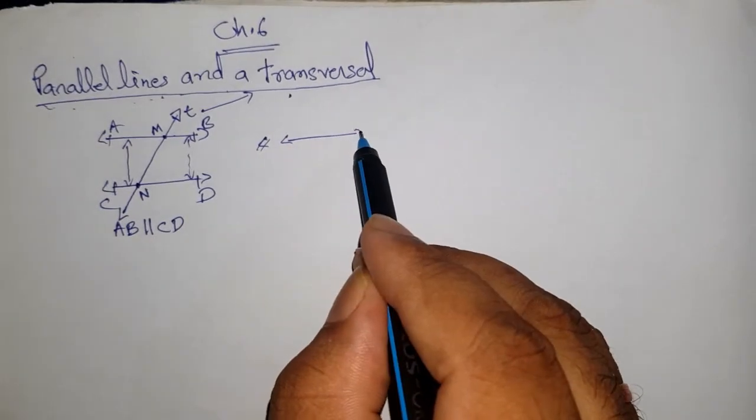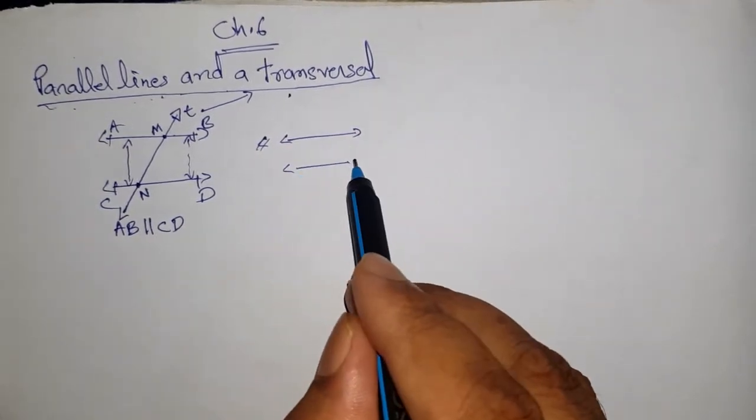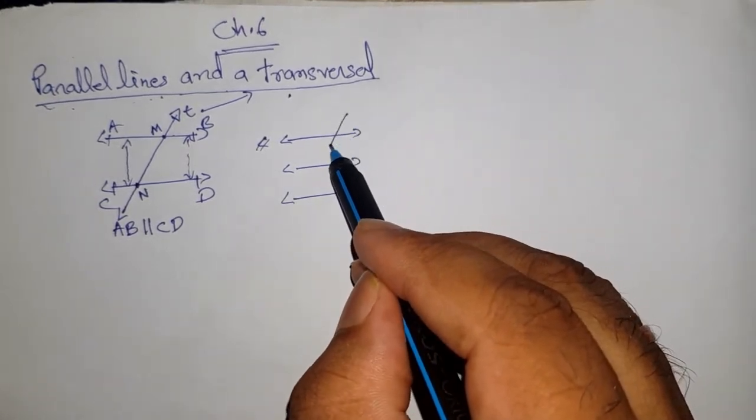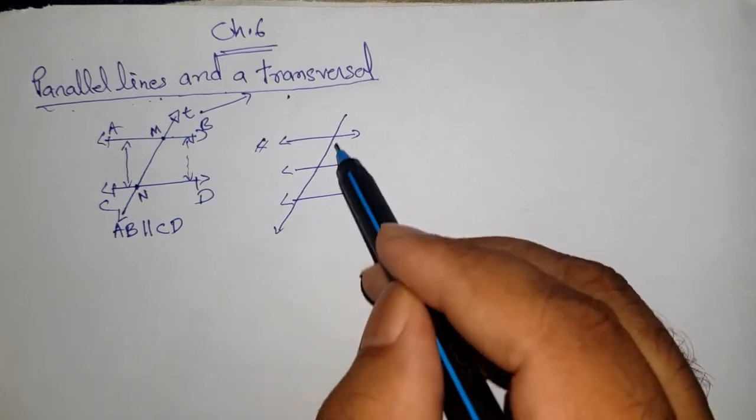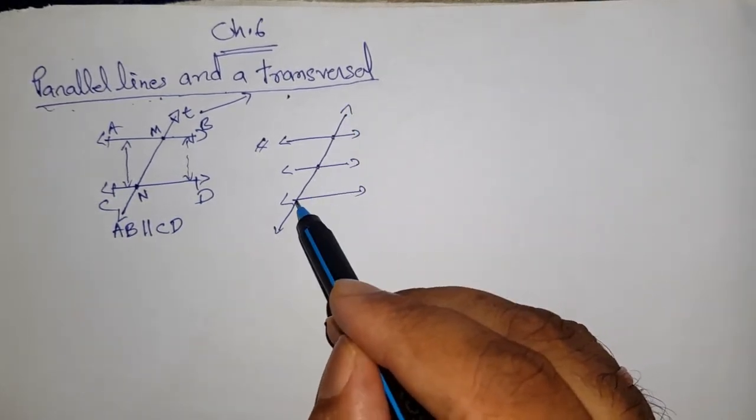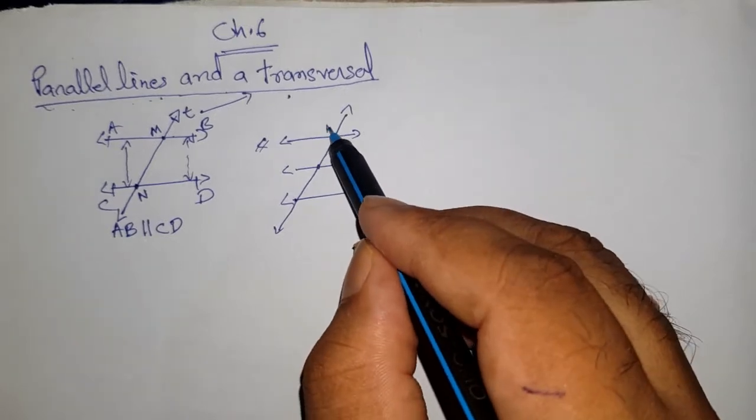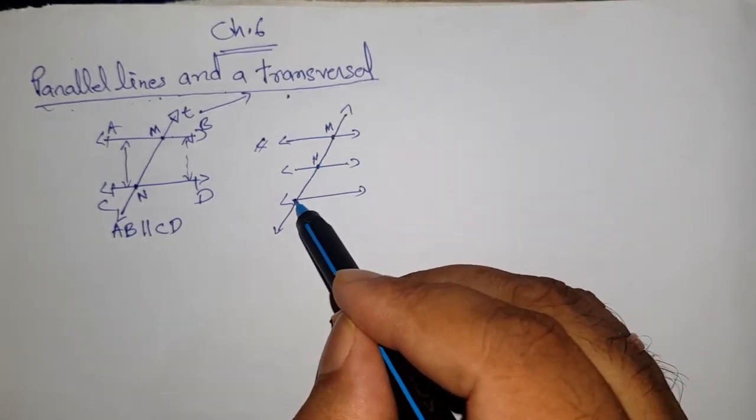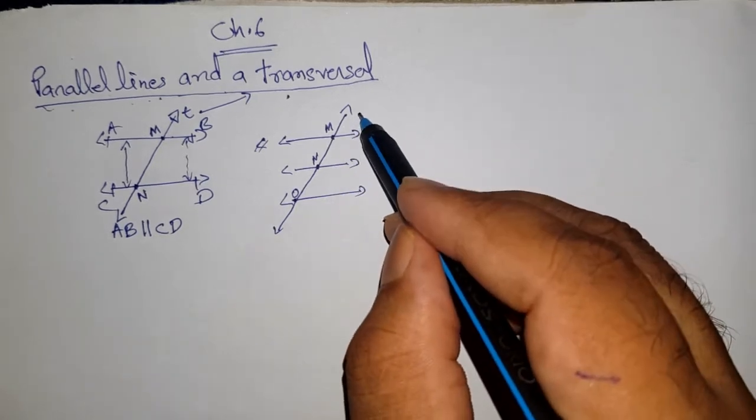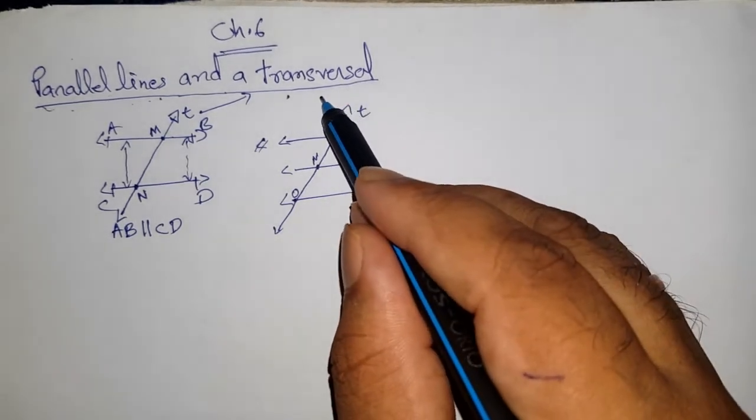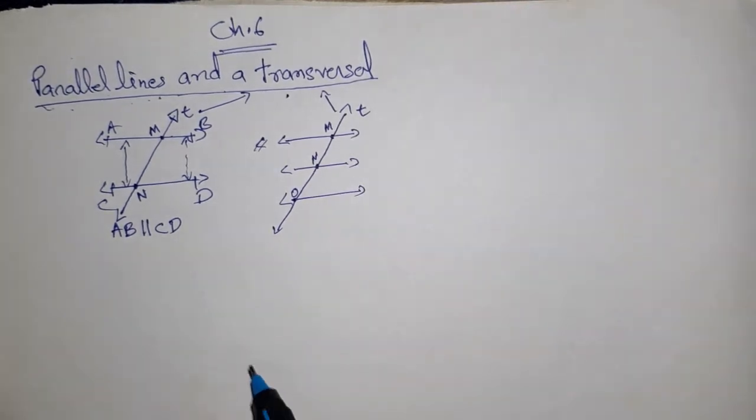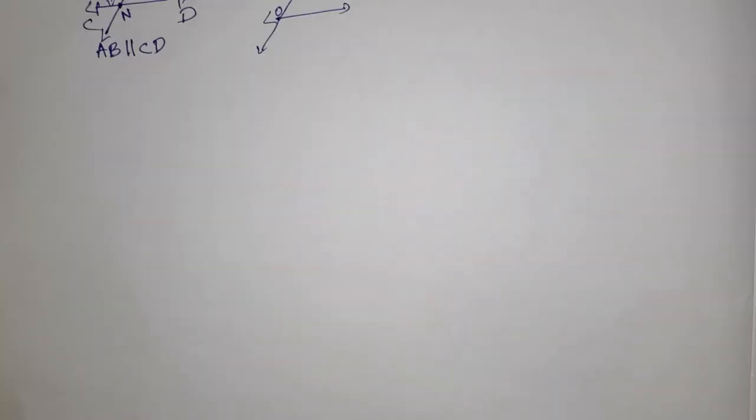It may be of 3 parallel lines, and if one more line passes through these 3 parallel lines at 3 distinct points, we can name them M, N, O. So this line is known as a transversal line. Okay children?